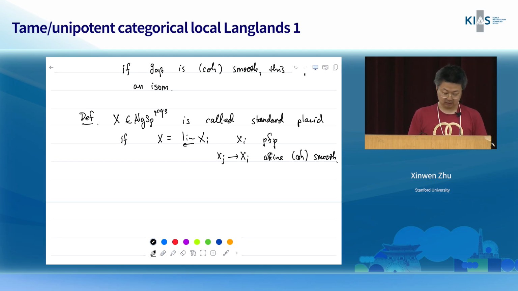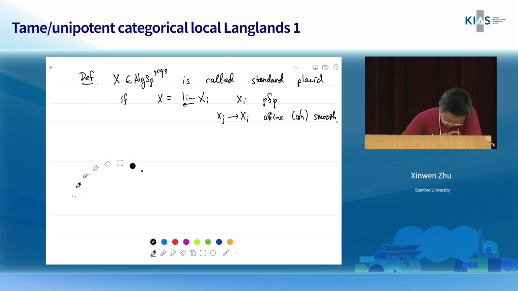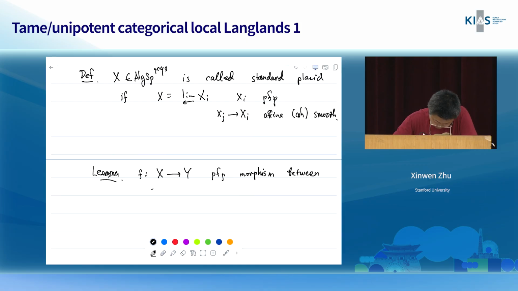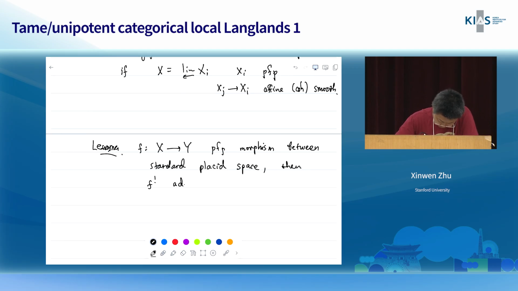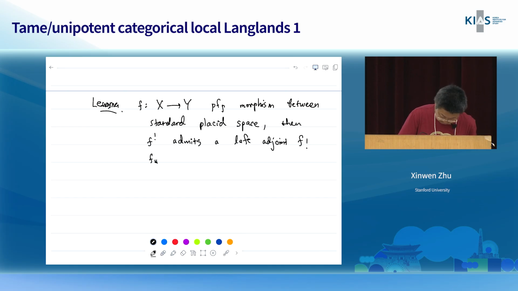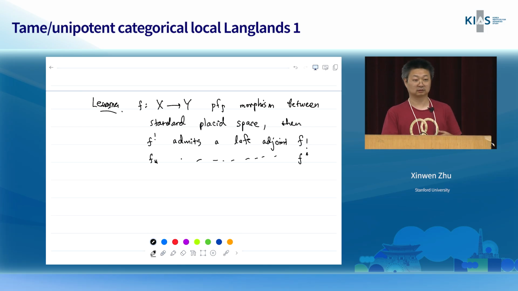So in this case, what I'm at least illustrating is a kind of lemma that illustrates a proof: if f: X to Y is a finitely presented morphism between standard placid spaces, then f upper shriek admits a left adjoint, f lower shriek. Similarly, in fact, f lower star admits a left adjoint given by f upper star. So it's completely the same argument.